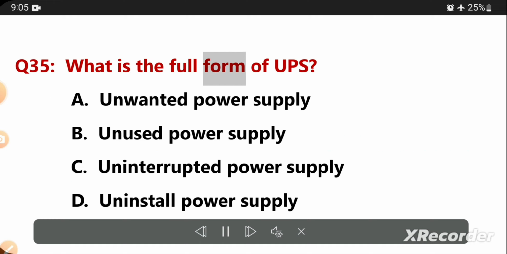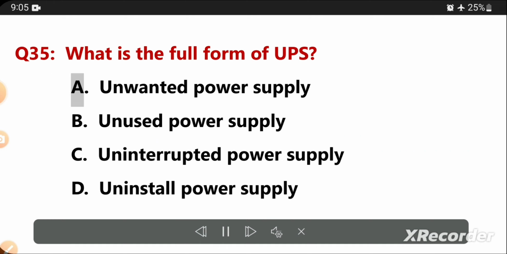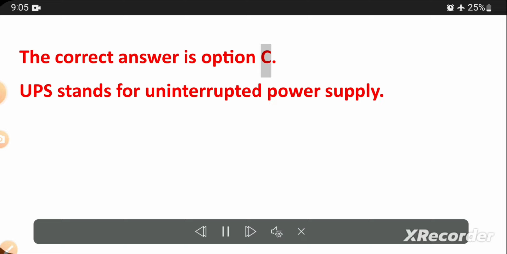Q35. What is the full form of UPS? A. Unwanted power supply. B. Unused power supply. C. Uninterrupted power supply. D. Uninstall power supply. The correct answer is option C. UPS stands for uninterrupted power supply.